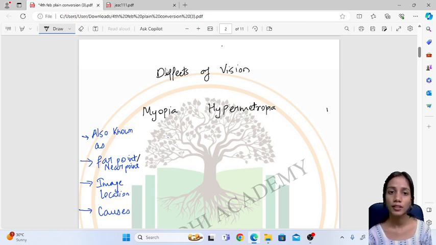When we talk about the defects of the vision, there are three defects of vision. One is myopia, the next one is hypermetropia, and the third one is presbyopia. Now we will first see what is myopia. Myopia is exactly different from hypermetropia, so we can actually study it by differentiating it.